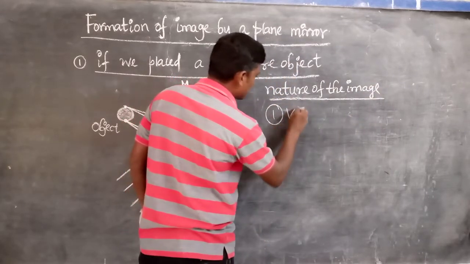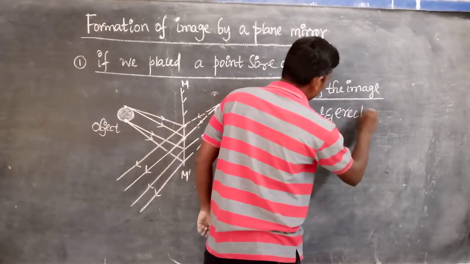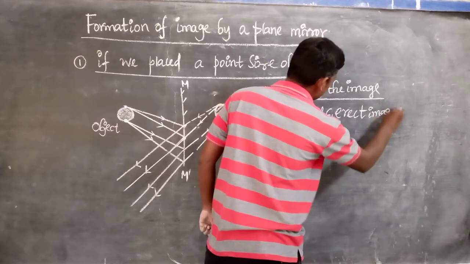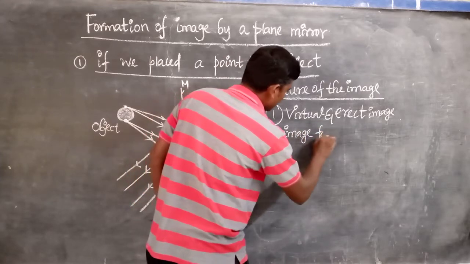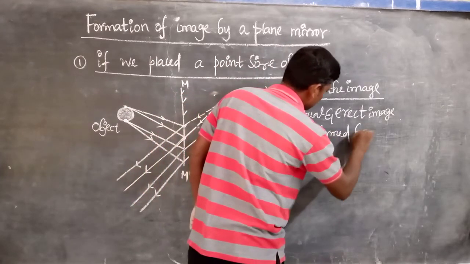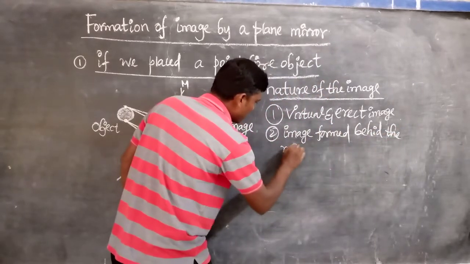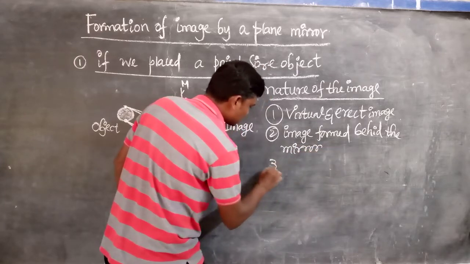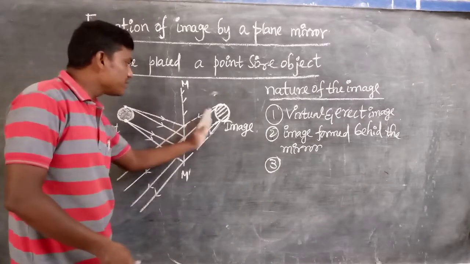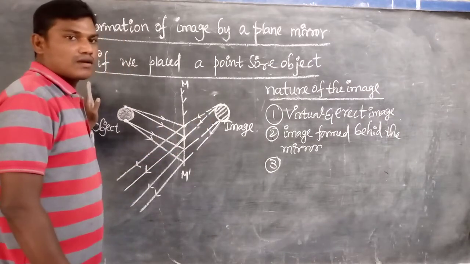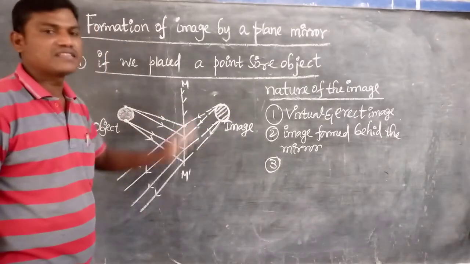Simply we can say that it is a virtual and erect image. Second one, the image is formed behind the mirror. Next, the third one. Which type of image did we see? A virtual and erect image. And the image will not be formed in front of the plane mirror, it will be formed behind the mirror. Not inside, behind the mirror.